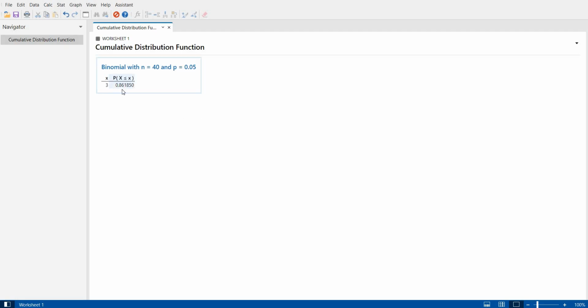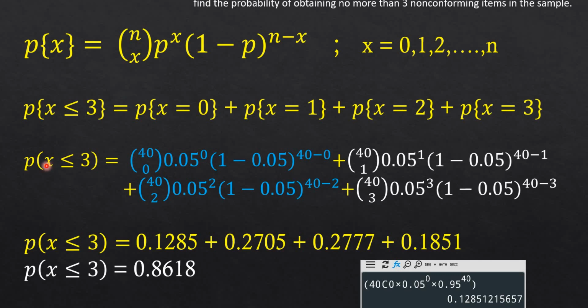So here we get the probability of no more than 3 defective items using the cumulative binomial distribution function, and here it is given n is equal to 40 and p is equal to 0.05. So we get the probability of x less than or equal to 3. Here the value of x is 0, 1, 2 and 3, so we get the final answer, that is cumulative probability, is equal to 0.861850.